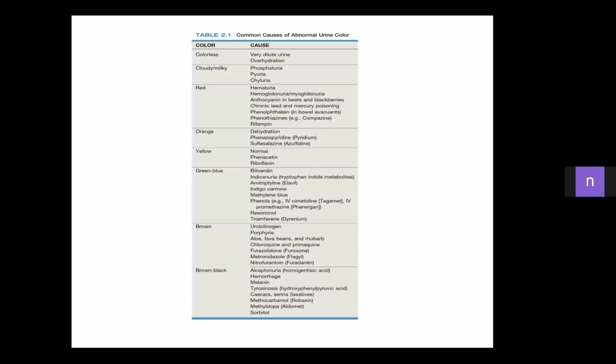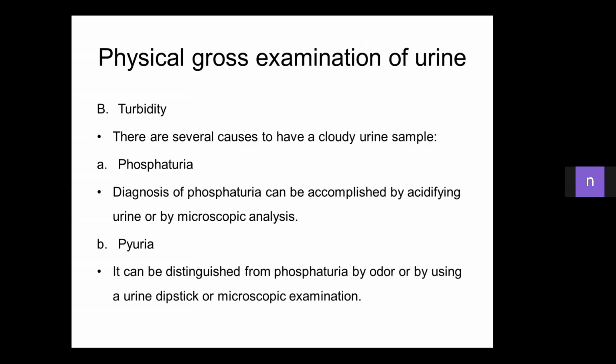So in Campbell, this is the table where you can see the common causes of abnormal urine color. There, for colorless, cloudy and milky: phosphaturia, pyuria, chyluria; then orange, red, green, blue, brown, brown to black. It is all listed in our Campbell. Next is turbidity. There are several causes of a cloudy urine sample.